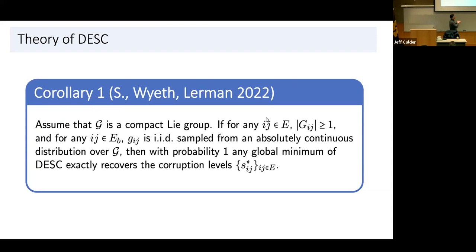And you can start from this theorem and extend its result for compact Lie groups, and you can show that if you have a continuous distribution, you are also able to recover the ground truth with probability 1. Because if you have a continuous distribution on your group ratios, you are pretty sure that with probability 1, any incorrect cycles will have cycle inconsistency greater than 0, because your corruption model, your corrupted group ratios, also follows a continuous distribution.